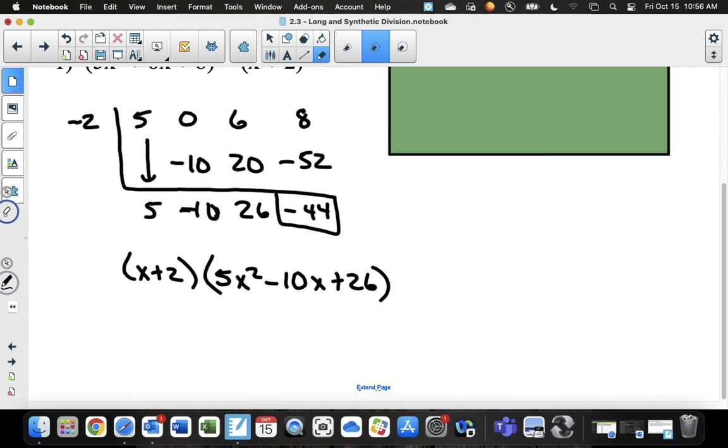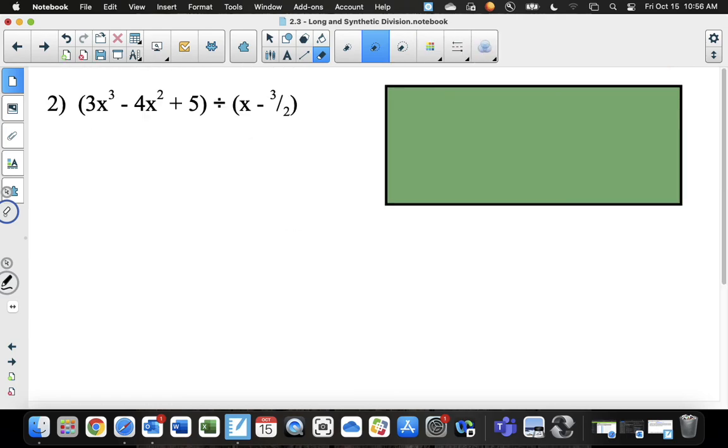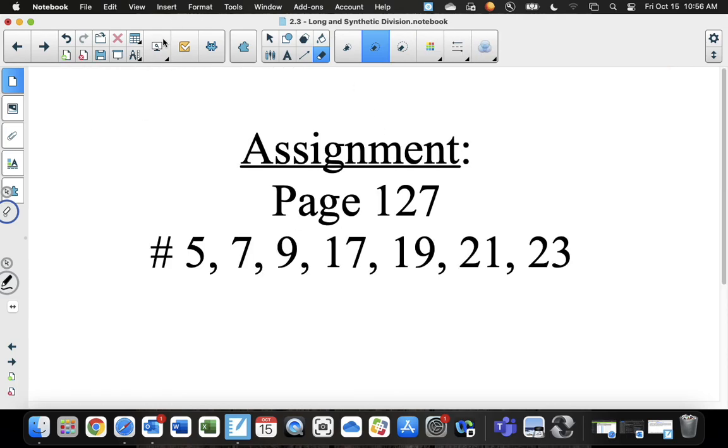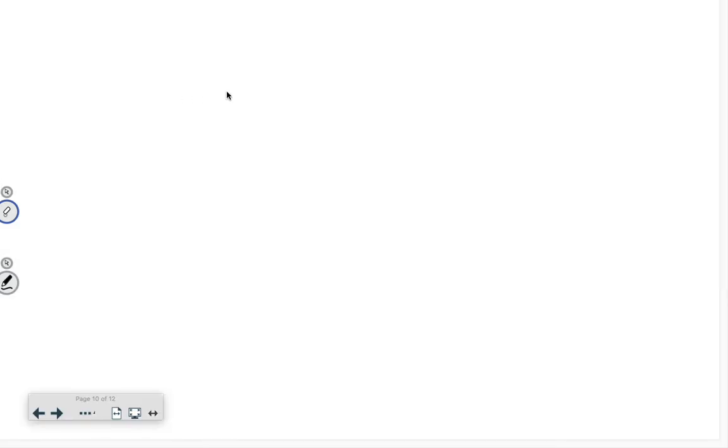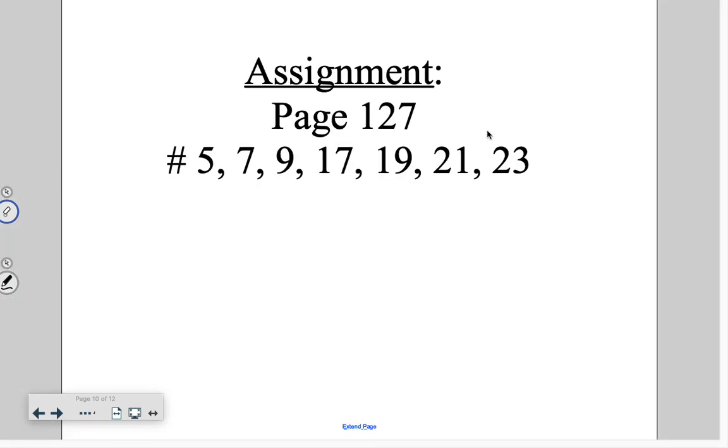I'll leave the other one for next week. Here's the assignment for today. You have a total of 7 problems. I think 3 of them are long division and 4 are synthetic. It's 3 and 4. I just don't remember which one. Practice the division.